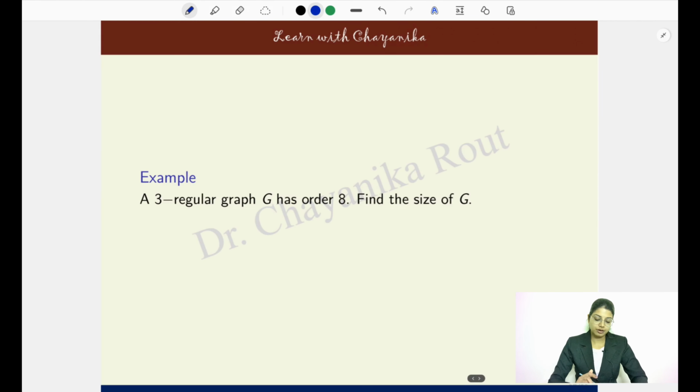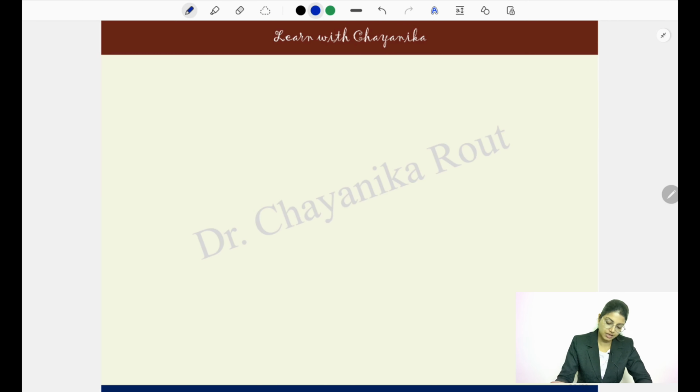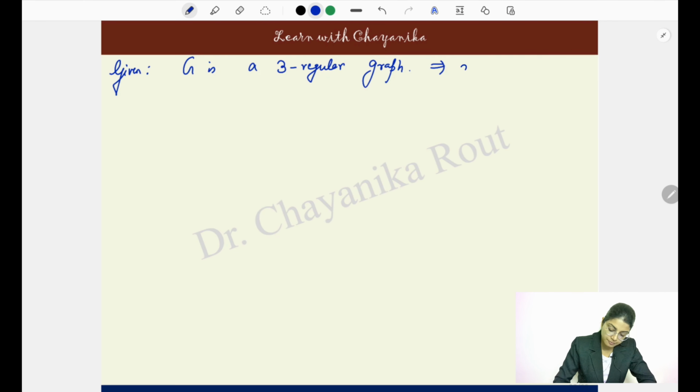So the first problem is, there is a 3 regular graph G having order 8. We have to find out the size of the graph. So let's list down what is given to us as information. We have been given that G is a 3 regular graph. Immediately write what you understand. 3 regular graph means degree of every vertex is 3 for all vertices in the vertex set. And we are given the order of the graph as 8.